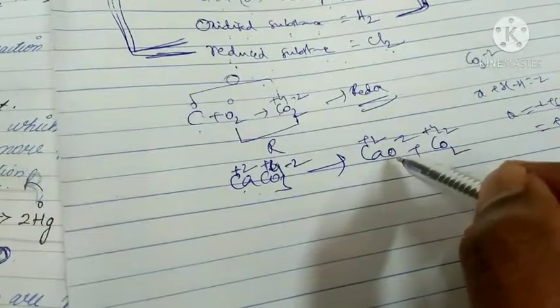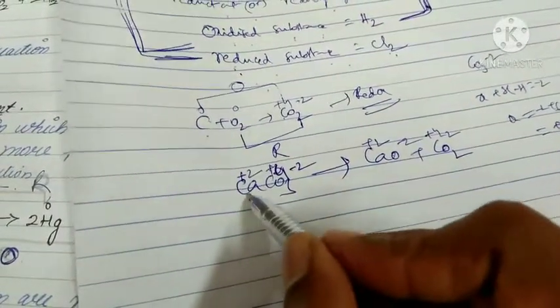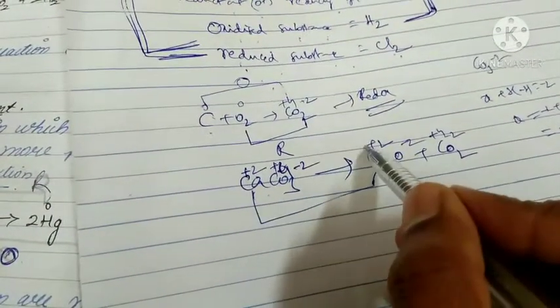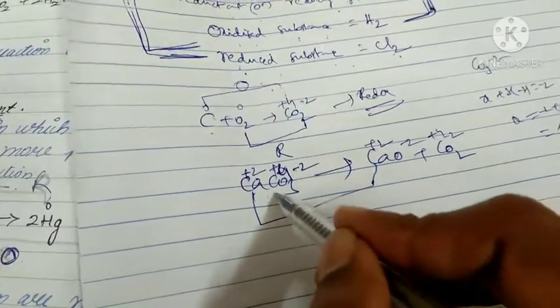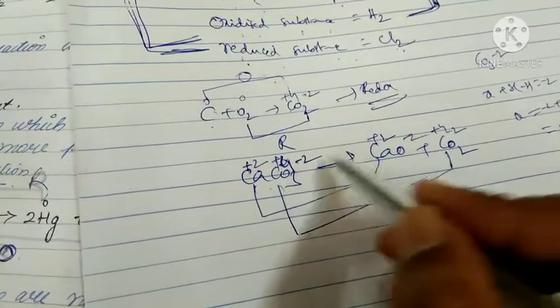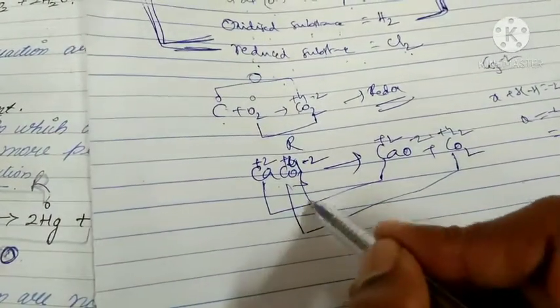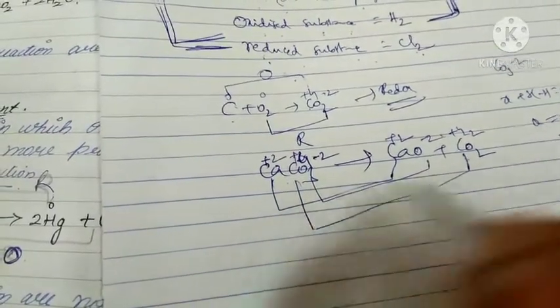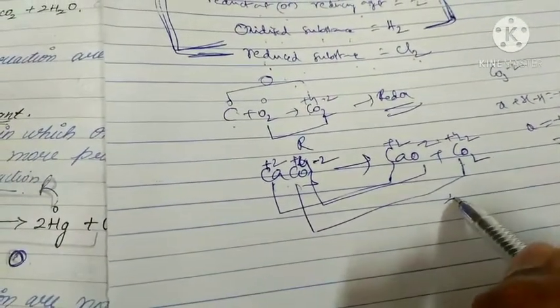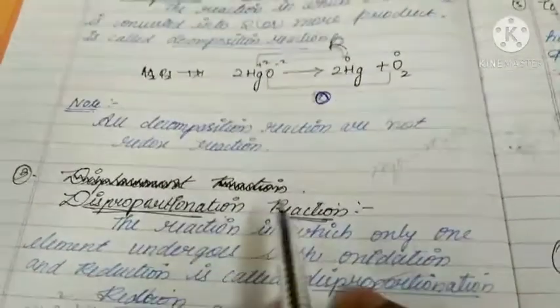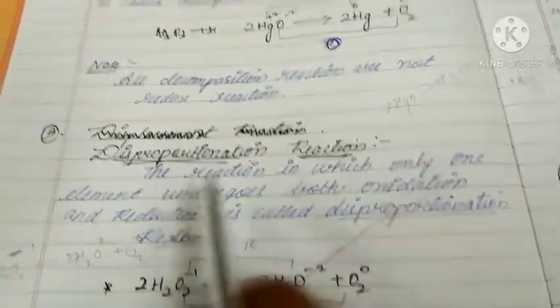Oxygen minus 2. If you see the oxidation state from calcium to calcium, both are plus 2, plus 2. There is no change in oxidation state. From carbon to carbon, here also plus 4, plus 4, no change. From oxygen minus 2 to minus 2. That means this is decomposition, but this is not a redox reaction. So what is the conclusion? All decomposition reactions are not redox reactions.